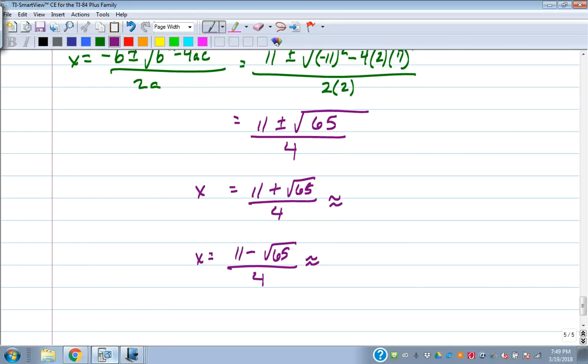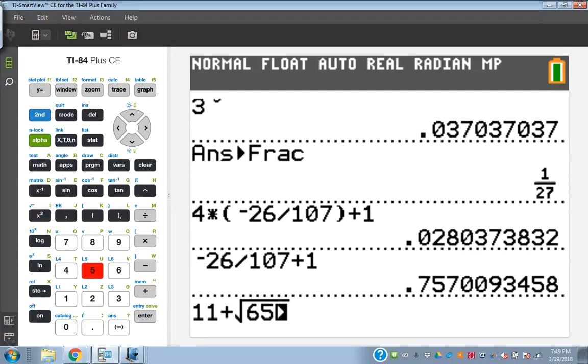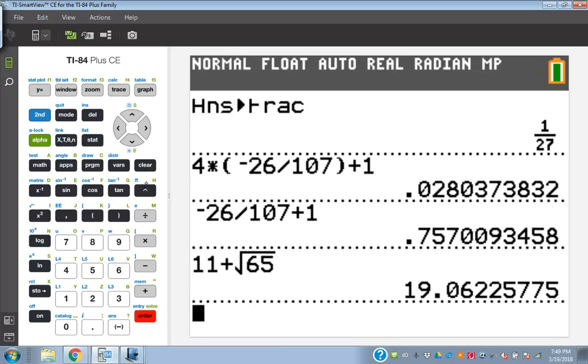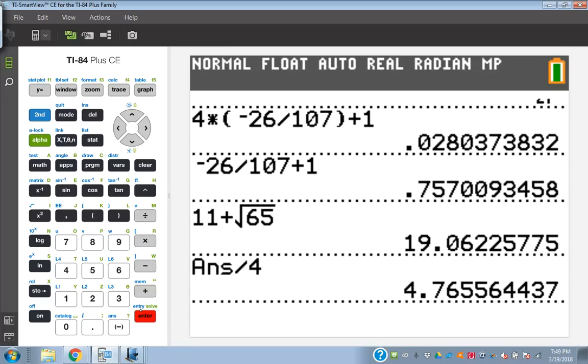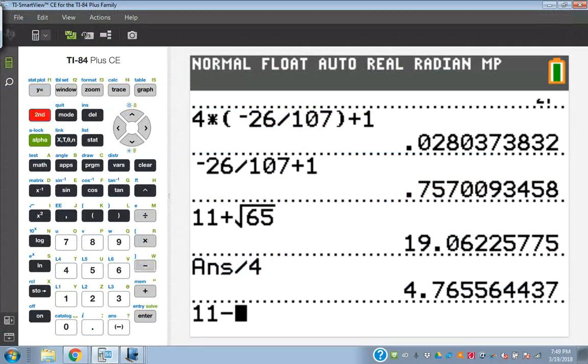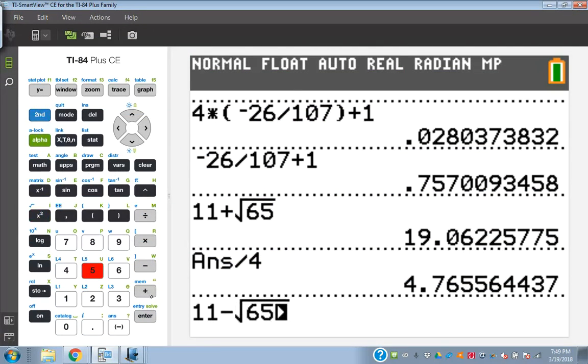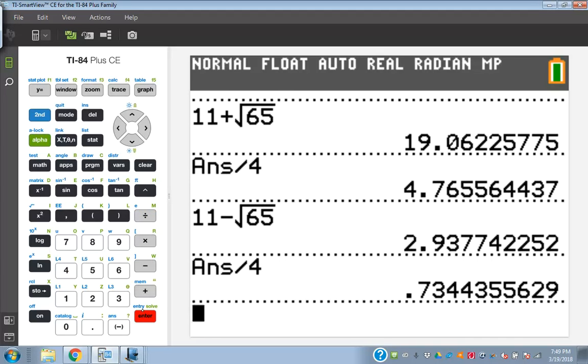Okay. So 11 plus the square root of 65. Oops, I don't know why I did that. Enter. Then divide that by 4. 4.7656. And then 11 minus the square root of 65, divided by 4: 0.7344.